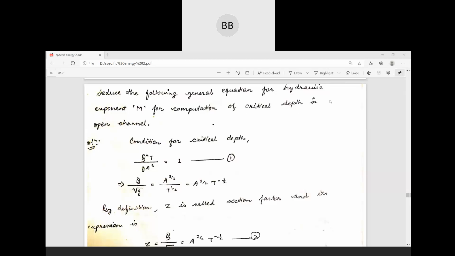So the next topic we are going to deduce is the hydraulic exponent for critical depth. So you write down this. Okay. This is our next topic. We are going to derive a general equation for hydraulic exponent capital M for computation of critical depth in open channel.